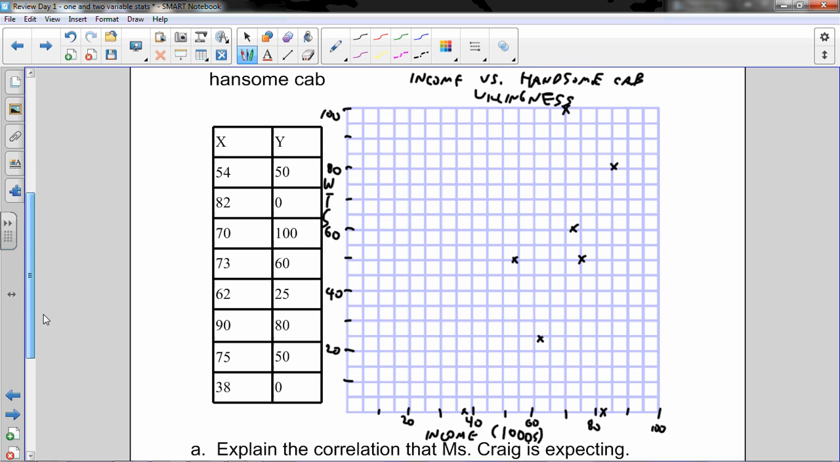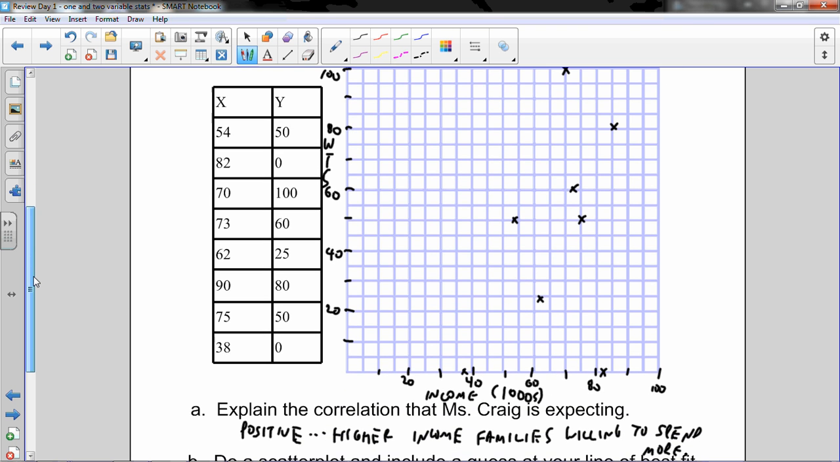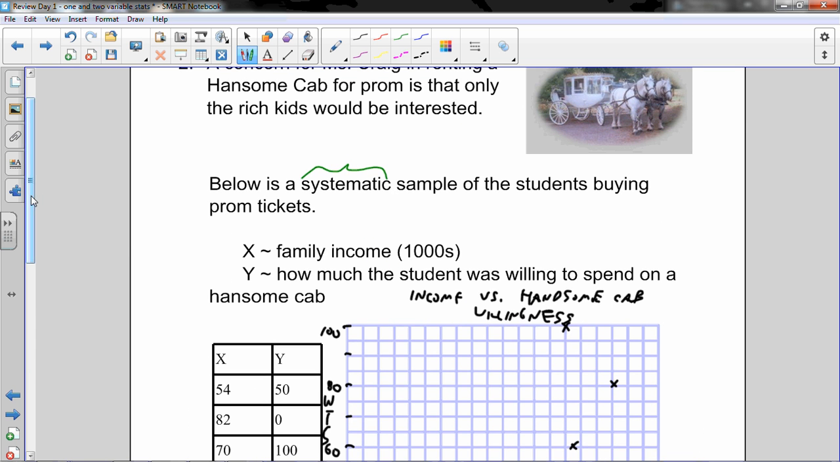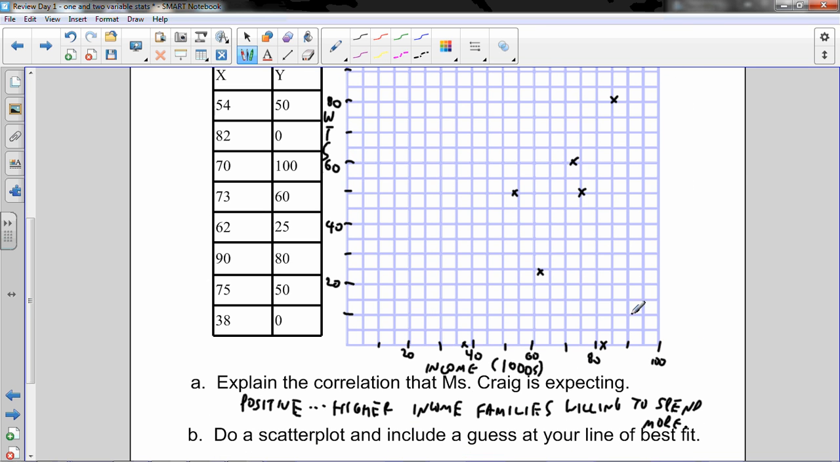So I've done the plot. Remember, first thing the table goes along the bottom, second thing on the side, and I've done my scatter plot. Now, I think that's question C or something like that. The first question is explain the correlation that Miss Craig is expecting. When she says she's worried that only rich kids would be interested, she thinks that high incomes are leading to high willingness to spend, and low incomes, low willingness to spend. That's a positive correlation, right? As one goes up, the other one goes up. So she's thinking higher income families are willing to spend more. So she's expecting a positive correlation.